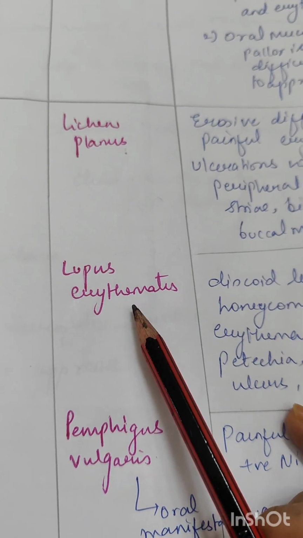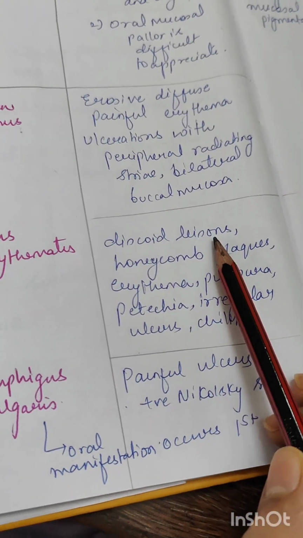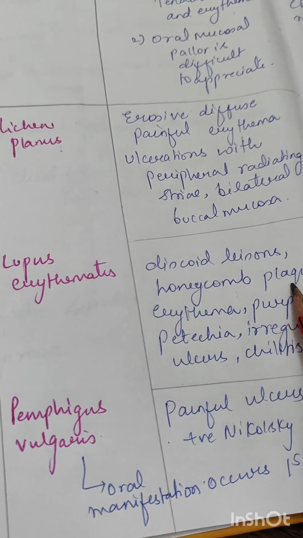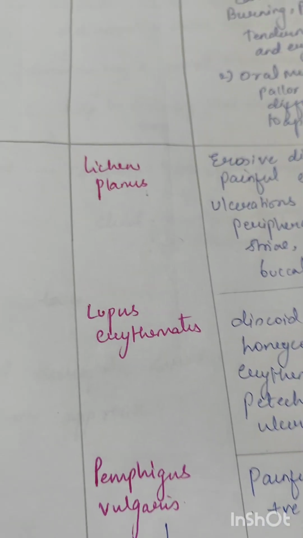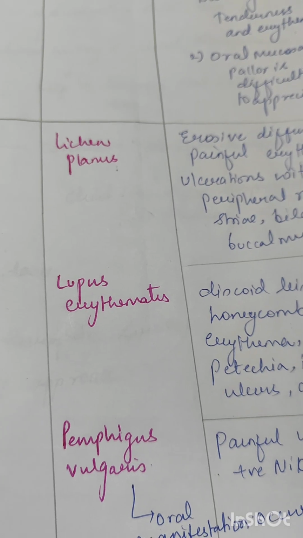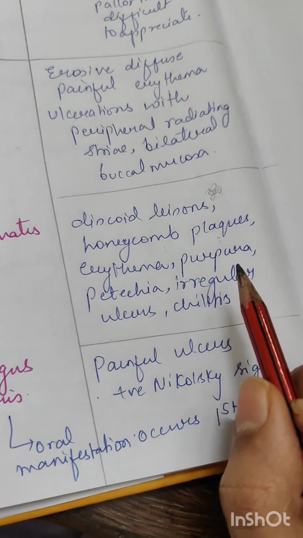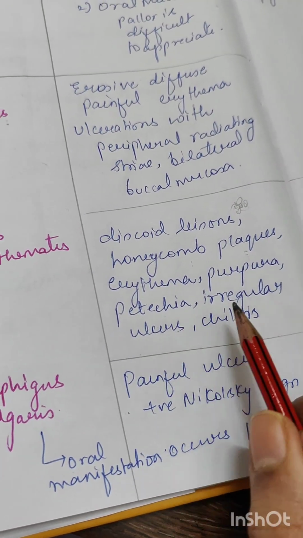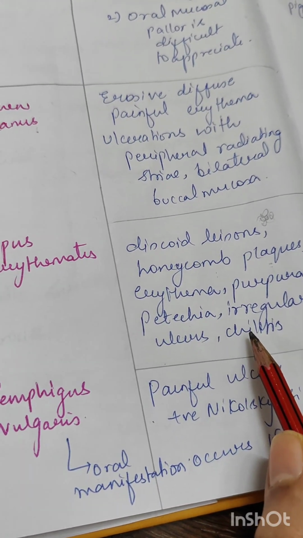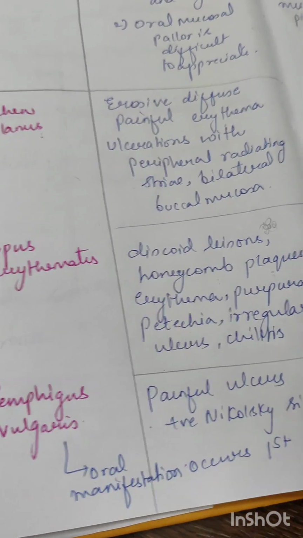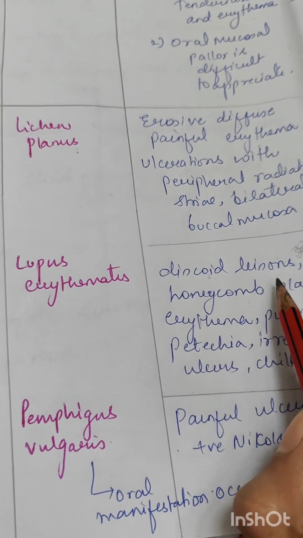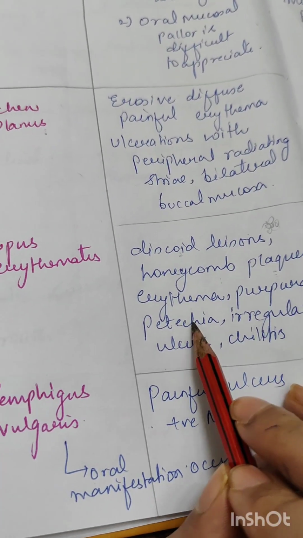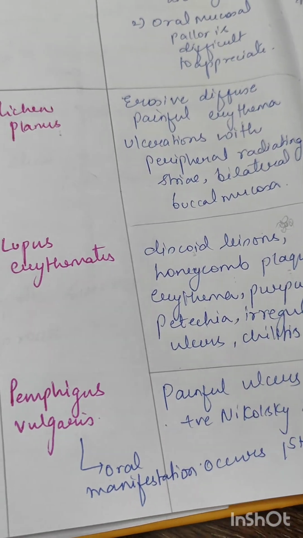Next comes lupus erythematosus. It is a discoid lesion which has a honeycomb plaque appearance. Honeycomb means small plaques can be seen. And erythema, purpura, petechiae, irregular ulcers and cheilitis will be seen. Again, I am repeating: lupus erythematosus might have discoid lesions, honeycomb plaque, erythema, purpura, petechiae, irregular ulcers and cheilitis.